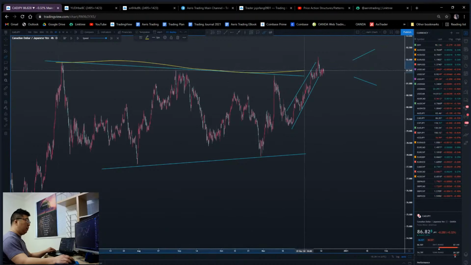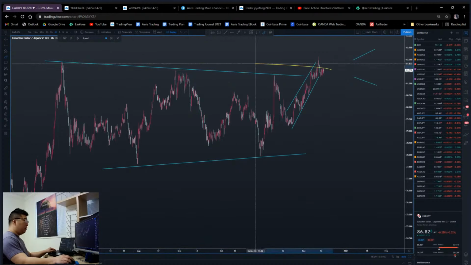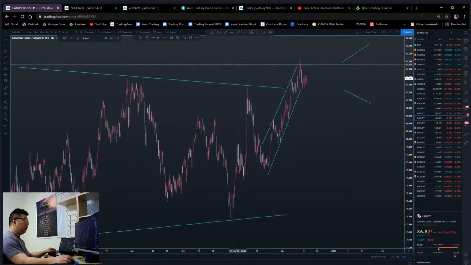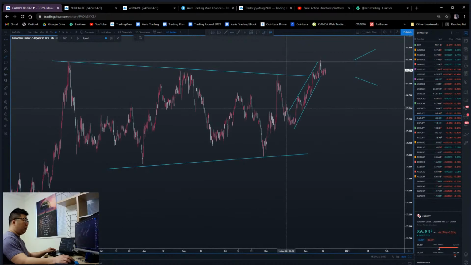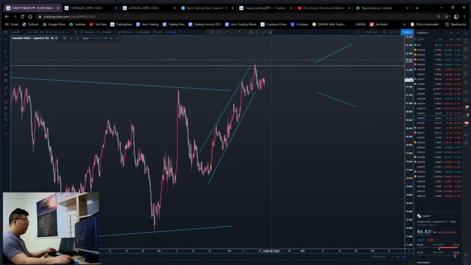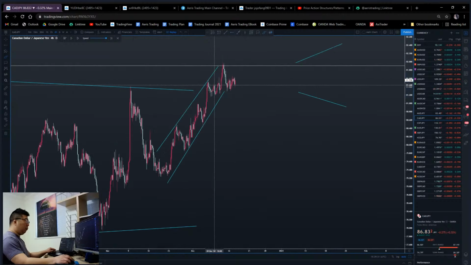This is CAD/JPY, by the way. So at this current price action, there is a double top in the making. There is an ascending channel pushing the price up, and we broke this high. So already all these are bearish price action so far. And you look at this overall top here. What is a head and shoulder?